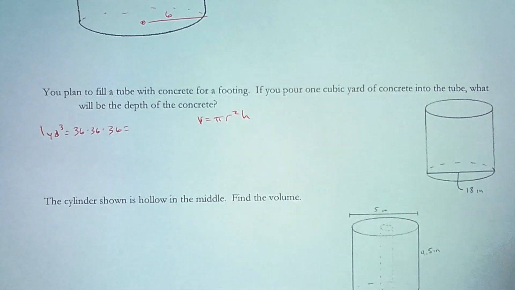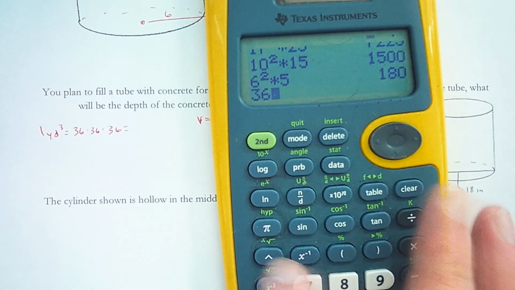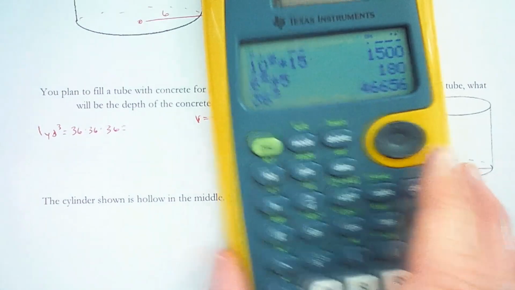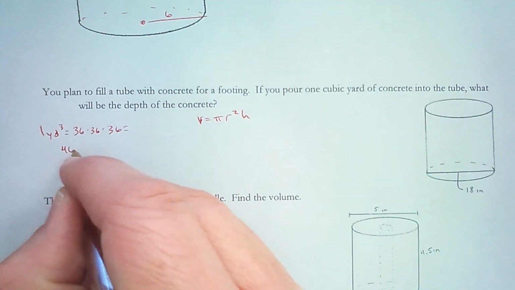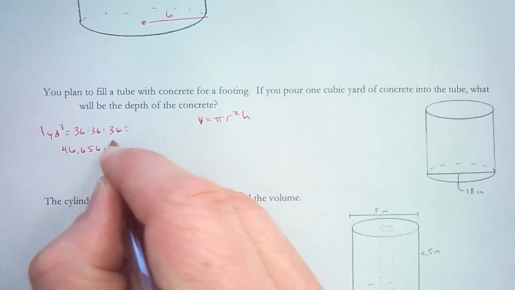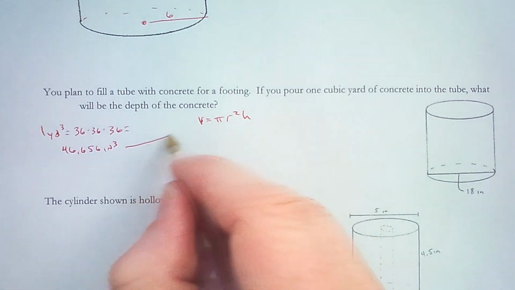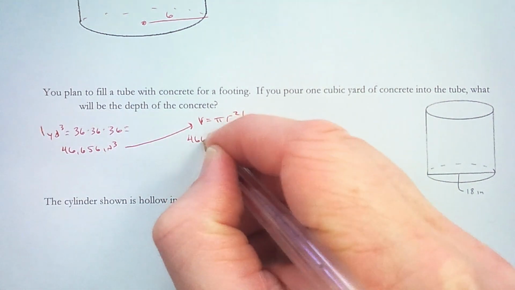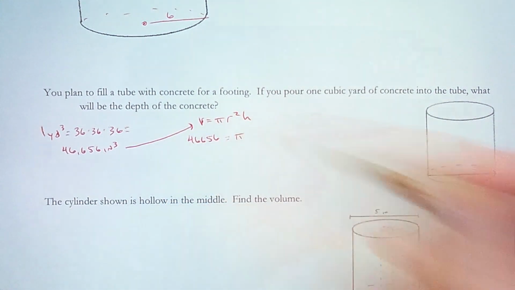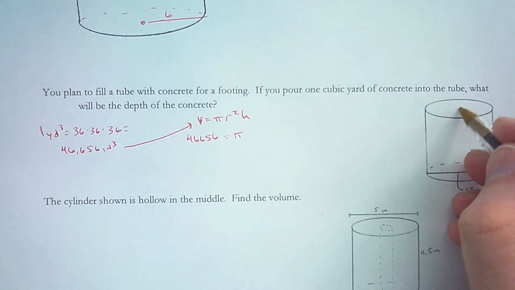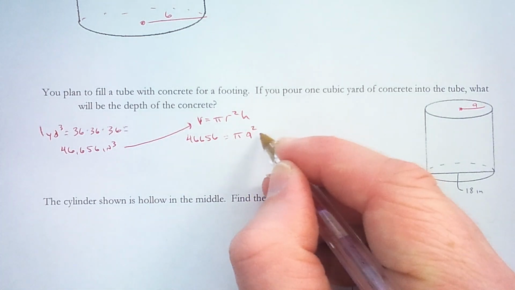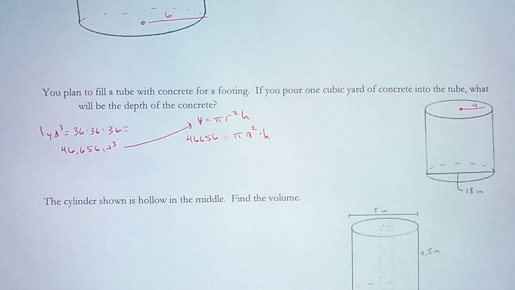Okay, so 36 times 36 times 36, which is the same as 36 cubed, is 46,656 cubic inches. So the volume is 46,656. So 46,656 equals pi times the radius. The radius is 9 inches, squared, times the height, which we do not know.